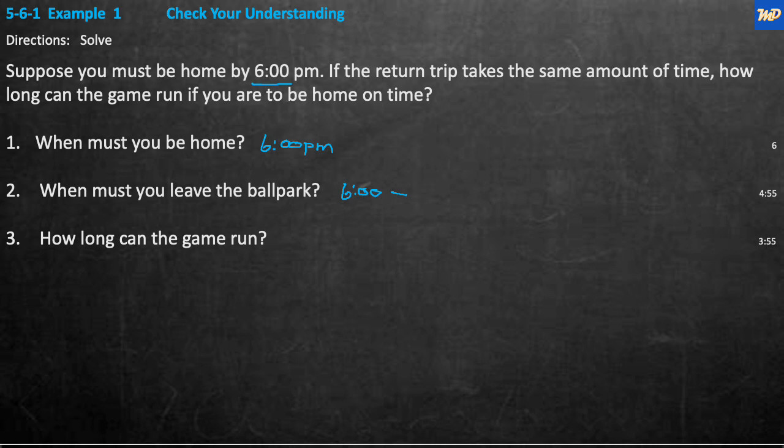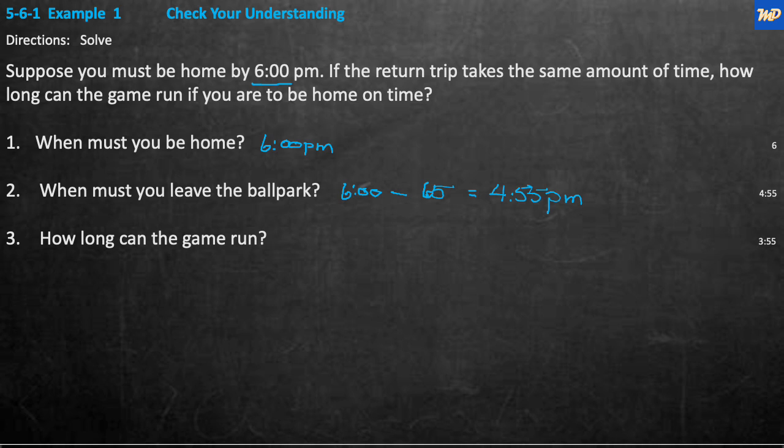So we're going to subtract 65 minutes from 6 p.m. If you subtract 60 minutes from it, it'll be 5 p.m., and 5 more minutes. It means that we're going to be having to leave the ballpark at 4, what? 5 o'clock minus 5 minutes is 4:55. Okay? So 4:55 p.m. is when we have to leave the park.